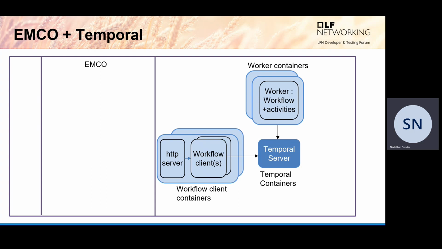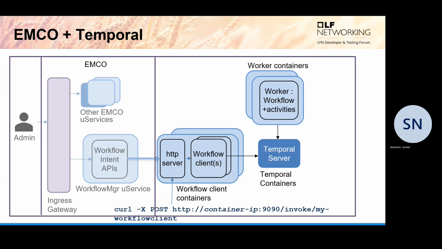The workflow client will also be deployed as a Kubernetes pod, and it may be in yet another cluster. One pod may contain more than one workflow client, and each client may possibly handle more than one workflow. EMCO needs a way to invoke the workflow client, so we expect that the client is packaged with the HTTP server. This HTTP server takes an HTTP post call to trigger the right workflow client. The workflow parameters are included in the body of the post call.